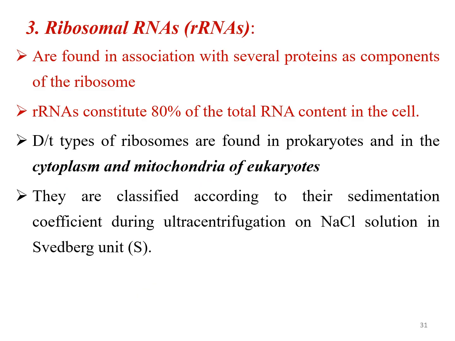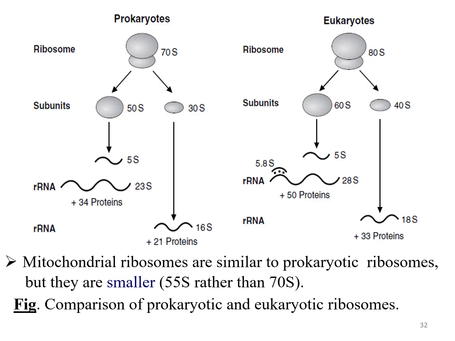The third one is ribosomal RNA or rRNA, which is found in association with several proteins as a component of the ribosome. Ribosomal RNA constitutes 80% of the total RNA content in a cell, and different types of ribosomes are found in prokaryotes and in the cytoplasm as well as the mitochondria of eukaryotes. They are classified according to their sedimentation coefficient during ultracentrifugation, with a unit of Svedberg, S.